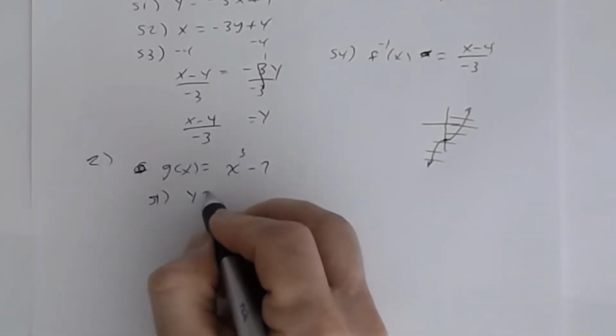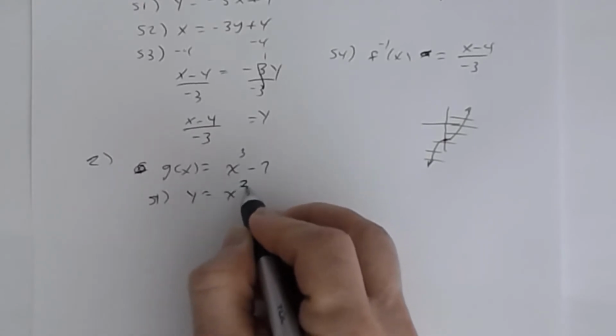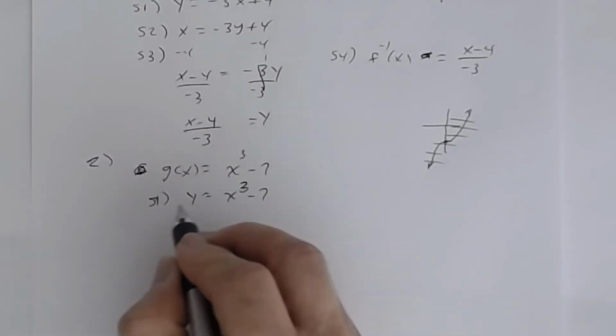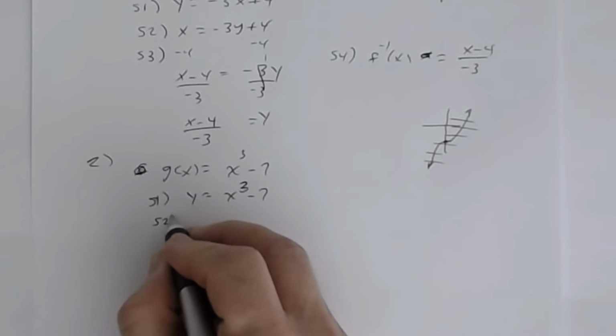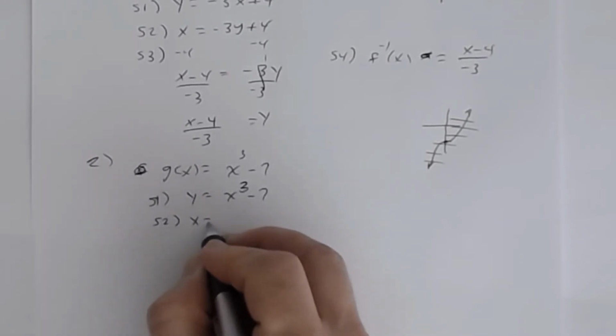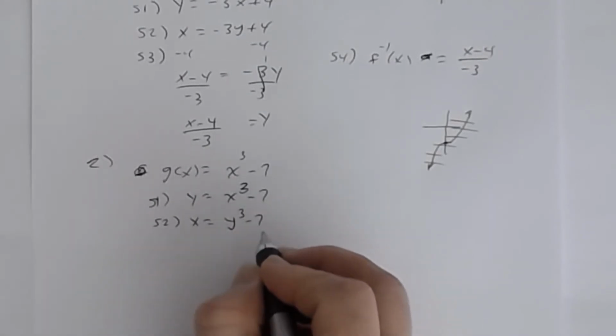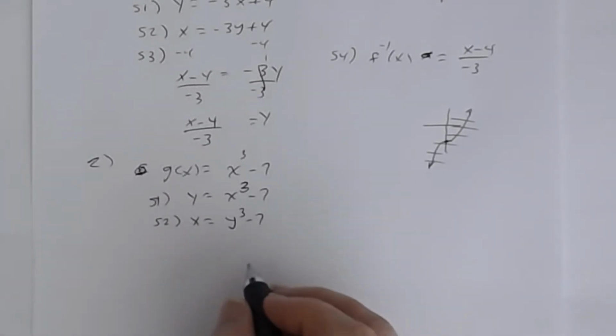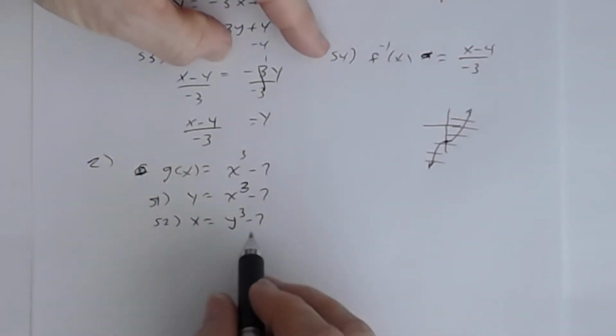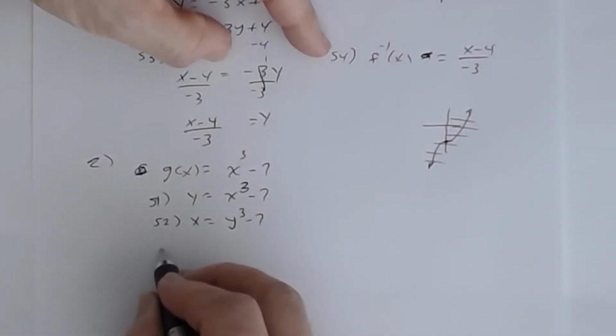So y equals x cubed minus 7. Then you interchange the coordinates. Step 2, interchange the coordinates. x equals y cubed minus 7. And then you solve for y. Okay, so let's think about how to solve for y. So we got to get y by itself. First of all, I'm going to add 7 to both sides.